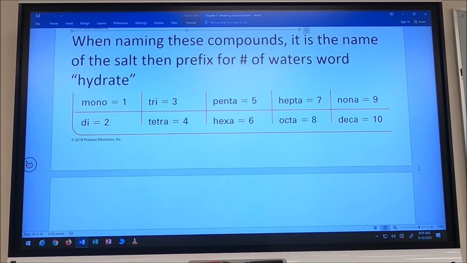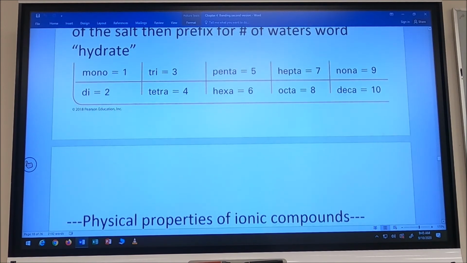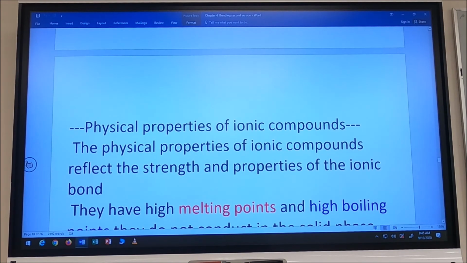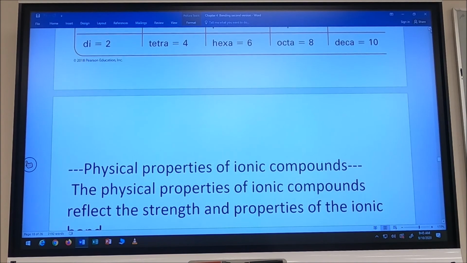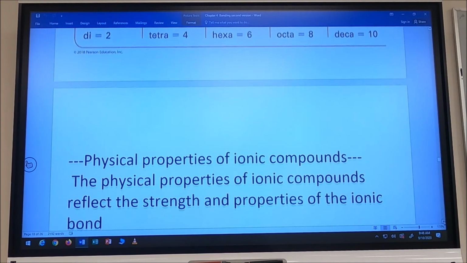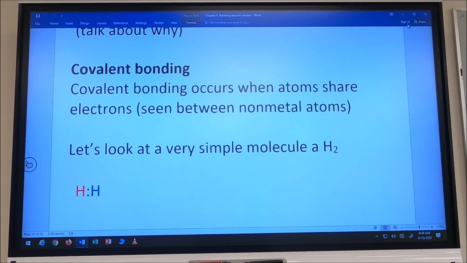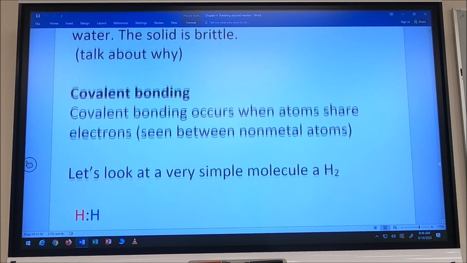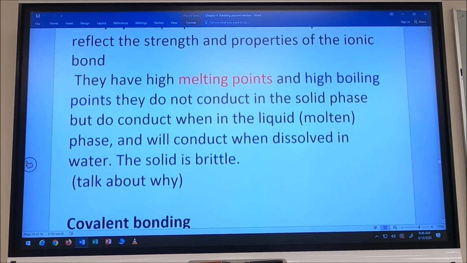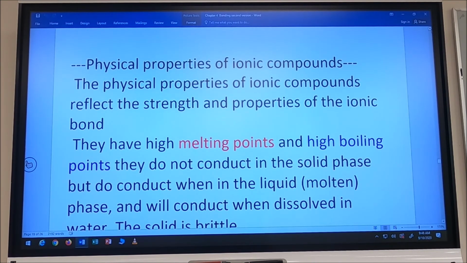Okay? So we're going to look at some examples of naming hydrates here. I'll just go ahead and roll that down. Technology and I are not getting along today. Okay, let's look at some examples.